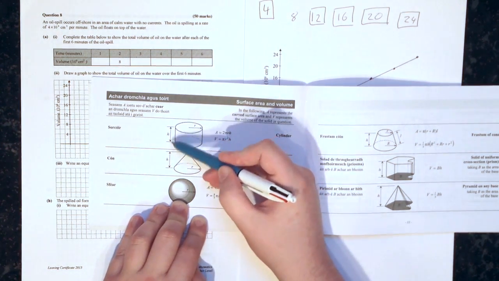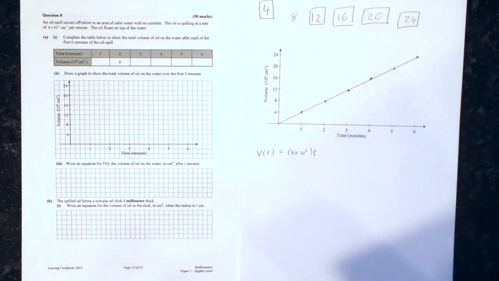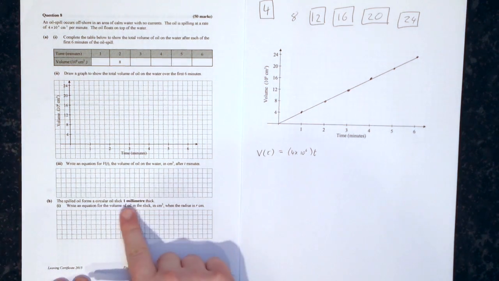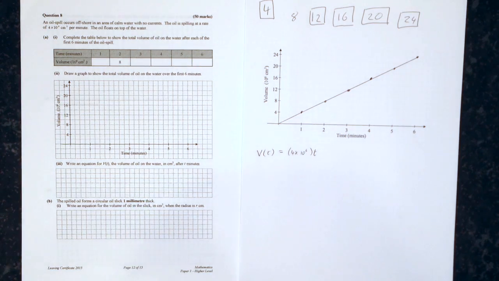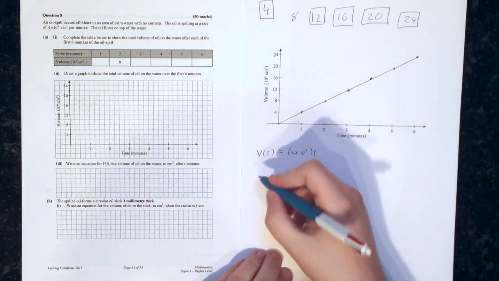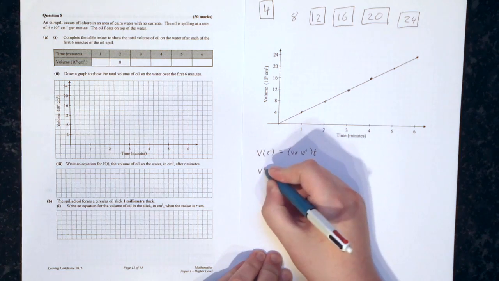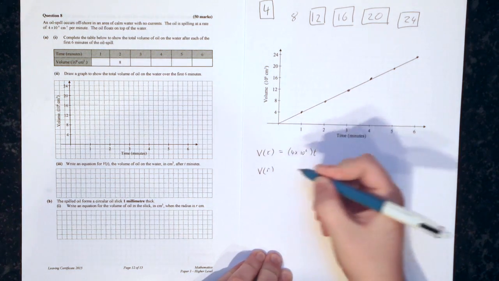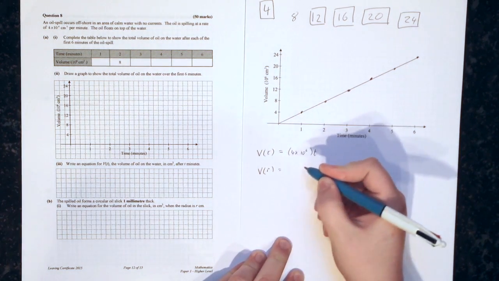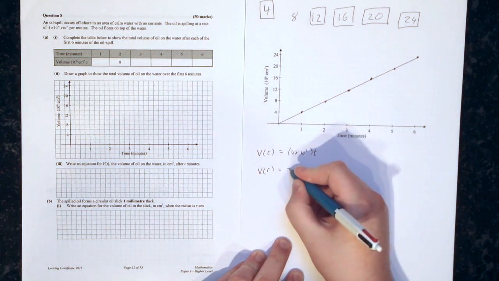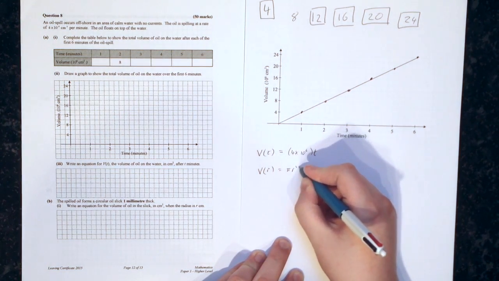Now we do have to be careful about the height, because the height we're given is measured in millimeters, and all of our other units are in centimeters. So we need to be careful to convert this unit from 1 millimeter into 0.1 centimeters. Okay, so we're told that the volume with respect to the radius is going to be equal to pi r squared h.